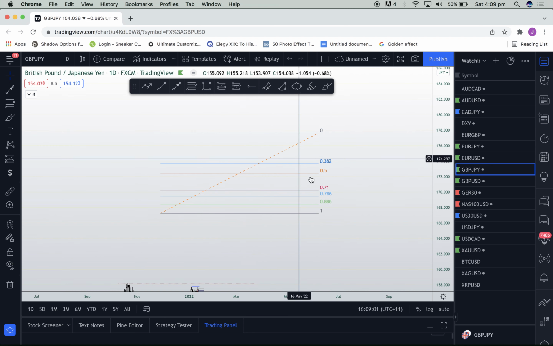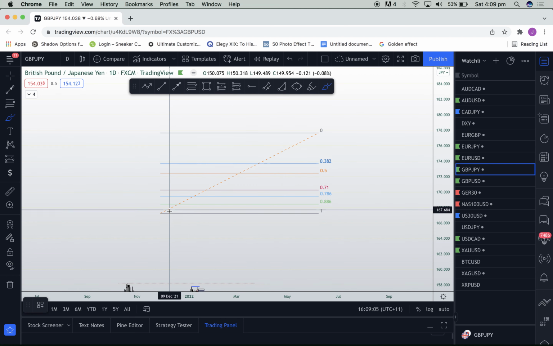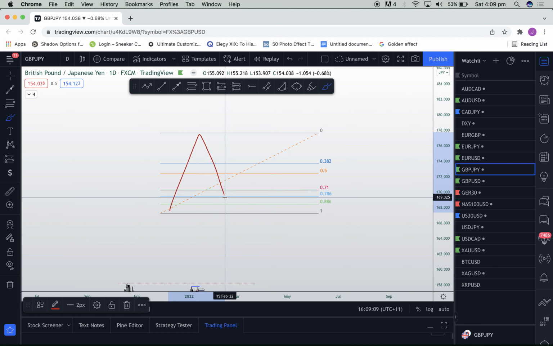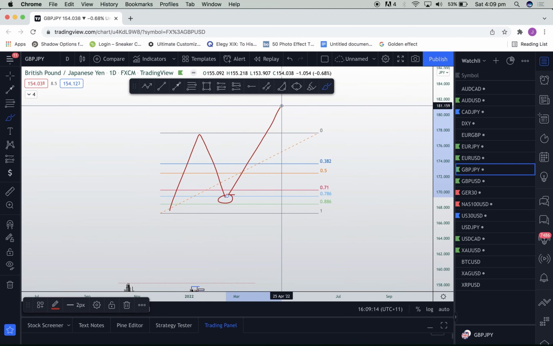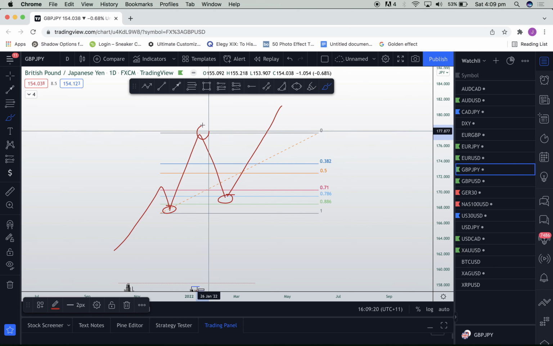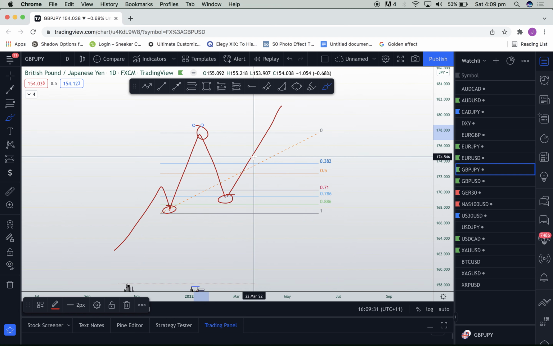It means that they are at a 78.6% discount. So the market is up here like this, and it is at a 78.6% discount before continuing higher. From this point here to this point here, if I draw my fib, they are buying at a 78.6% discount. So the Fibonacci tool measures price pullbacks.